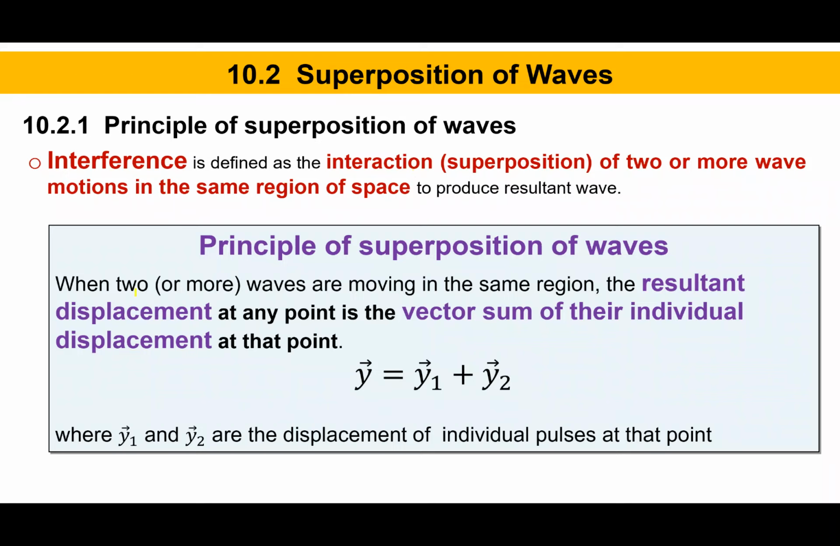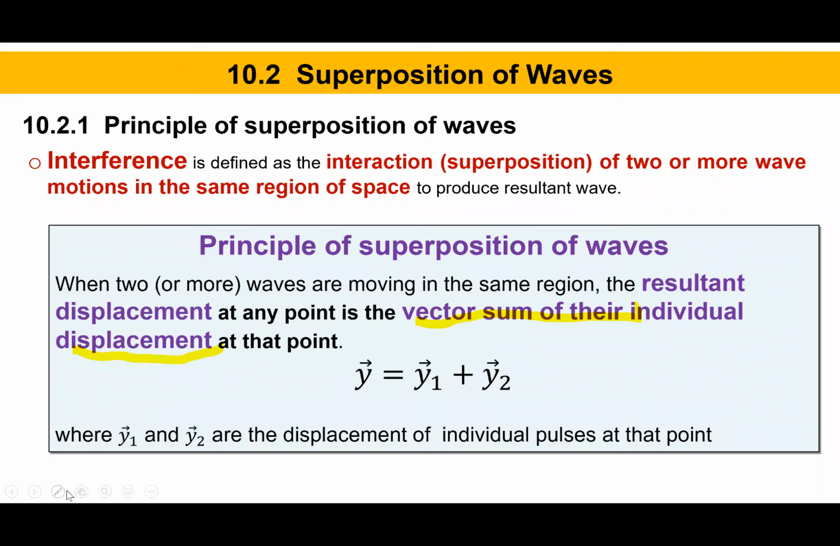So what is the principle of superposition? When two or more waves are moving in the same region, the resultant displacement at any point is the vector sum of their individual displacements. Okay, contohlah. Saya bagi contoh yang mudah lah.